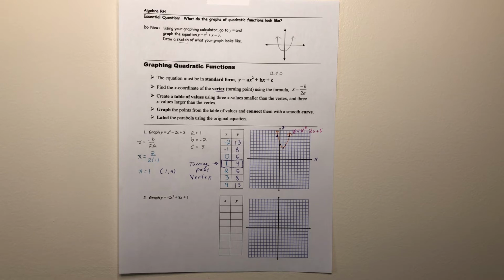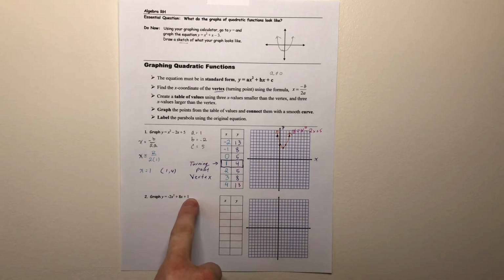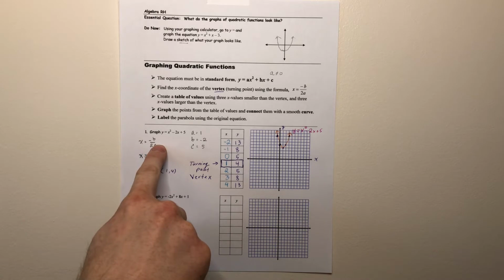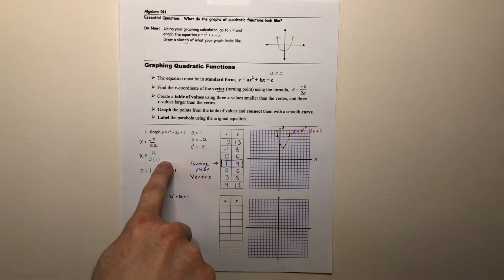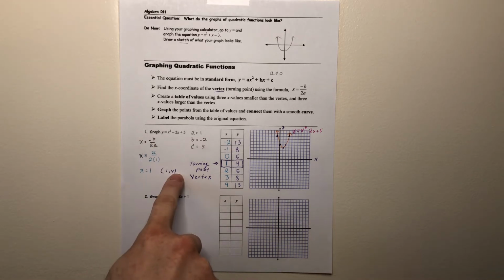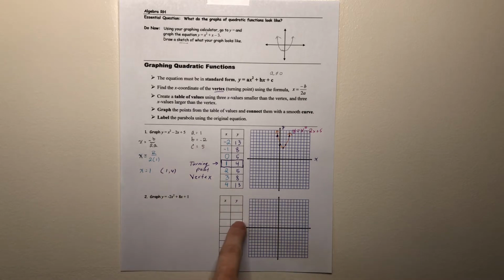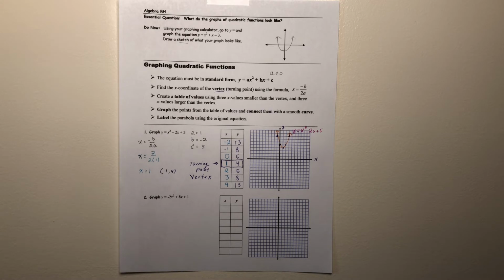Good. So here's what I would like you to do. I would like you to start this next one. So go ahead and type this one into your y equals. And then start to figure out what values we're going to use here. So you're going to have to go through the vertex, the turning point, using the formula, and then you'll get your middle value, and then we'll figure out values on either side of that. If you need to pause the video, take a minute and do this, and then we'll go through it together.